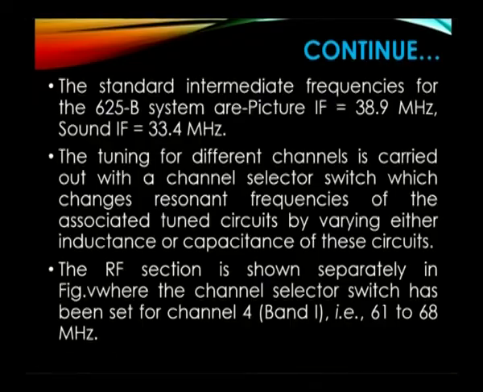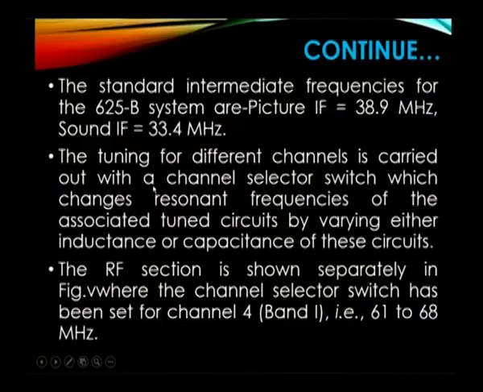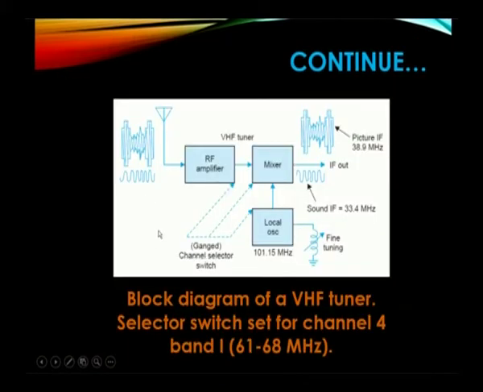The standard intermediate frequencies for the 625B system are: picture intermediate frequency of 38.9 megahertz and sound intermediate frequency of 33.4 megahertz. So tuning will be different for different channels. Keeping this standard in mind, we need to tune the oscillator to a particular frequency to get the desired channel. Next, we move on to the block diagram of a VHF tuner selector set for channel 4.